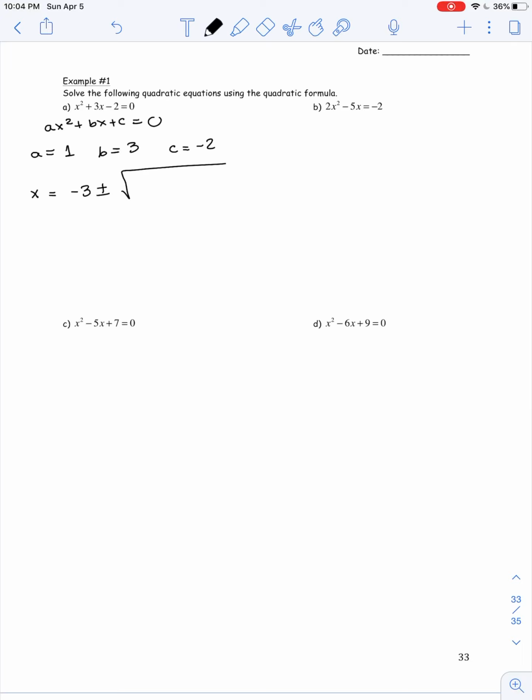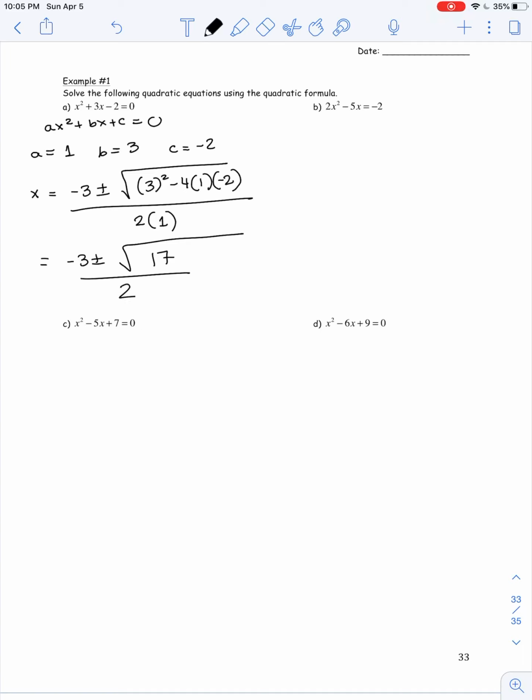Negative b plus minus square root of b squared minus 4ac divided all by 2 times a. And that equals negative 3 plus minus, and then we'll have 9 plus 8. So in your calculator, double check. You just want to go 3 squared. Make sure you put brackets just like I did. Now the important thing is to always keep brackets exactly the way I do it, and then you're likely to get the right answer. You should get 17 here. Divide the answer by 2 times 1, which is 2.